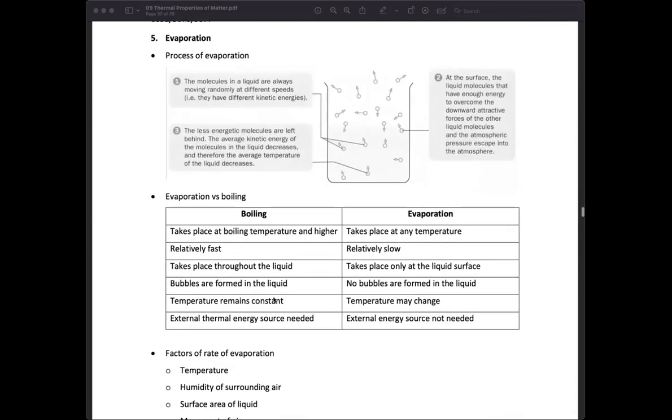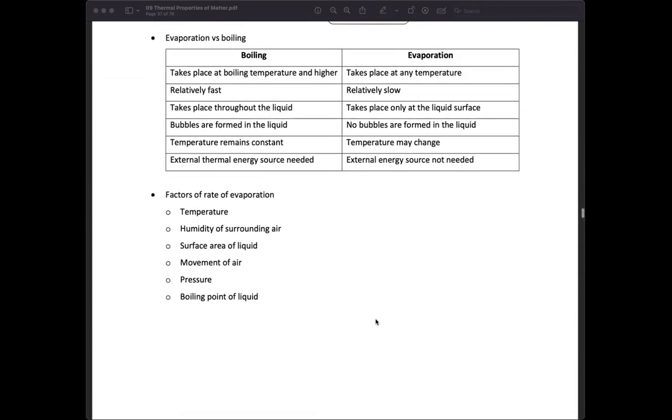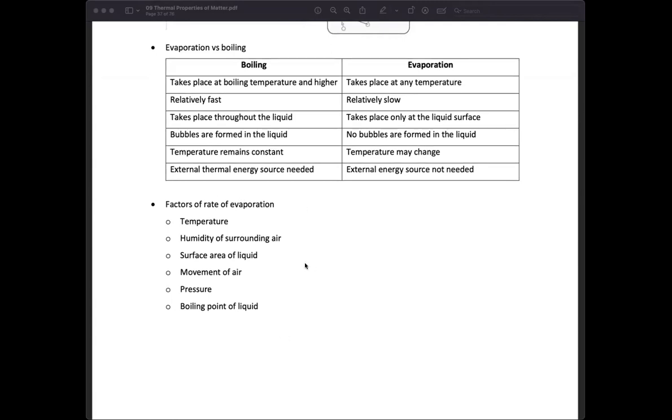Okay, then we talk about the difference between evaporation and boiling, the six differences, and the factors of rate of evaporation. Okay, up to here, do you have any question? I already ended the theory of this topic. Up to here, any question for me?